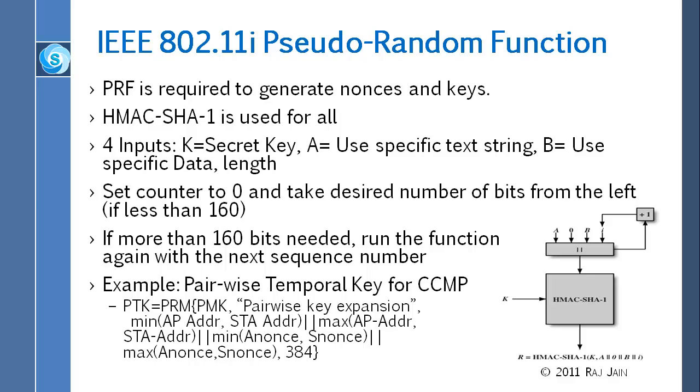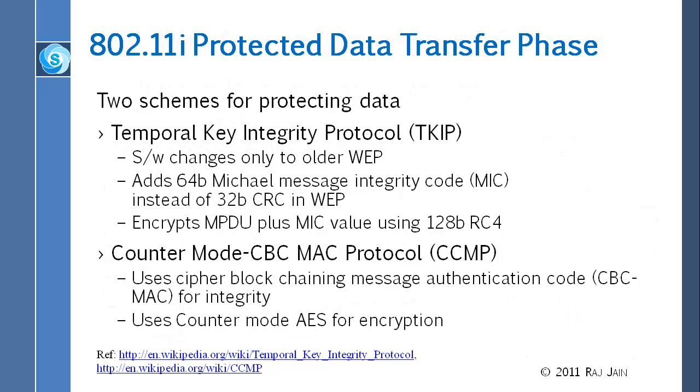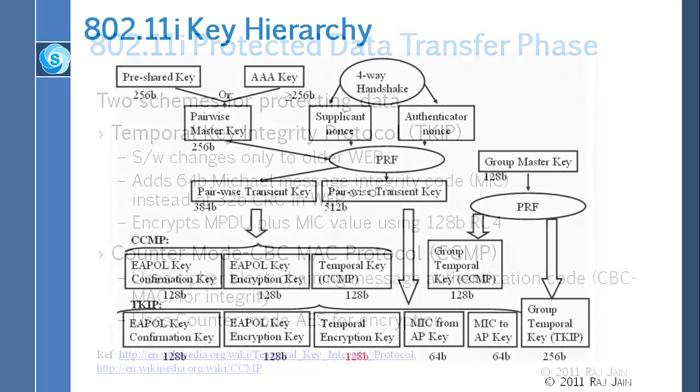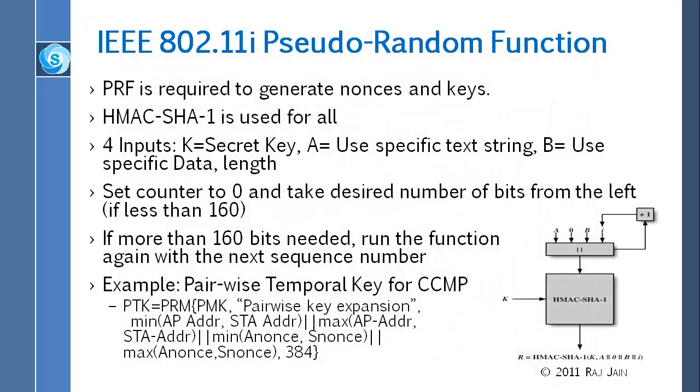Now that's a good question, because I said here B is the use-specific data and length. This is the length of the output, not the length of the use-specific data. The length of the output is 384. For CCMP we need a 384-bit key. Notice that 128 plus 128 plus 128 is 384. So this function will be run how many times? 160 bits is one time, so 2 times will give you 320. So you'll have to run it a third time. 3 times will give you 480, and you will take 384 bits out of that.